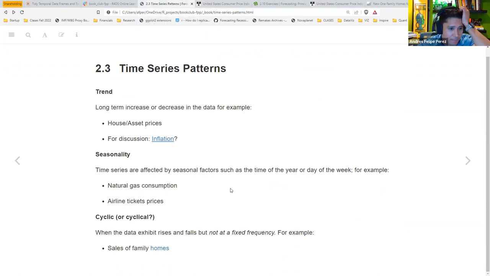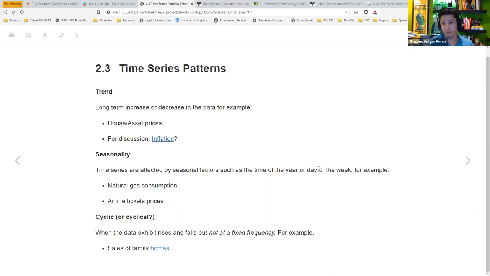We have seasonality. We talked about this a little bit. Time series are affected by seasonal factors like the time of the year. Examples of that are consumption of natural gas, and that's a big thing in Europe right now. Federico, I'm sure you're quite familiar with that: the colder it gets, the more people are going to use gas to warm up their homes. Price usually behaves according to demand, and if storage isn't enough, we can go into all sorts of things there, but it's one other series that shows seasonal behavior.